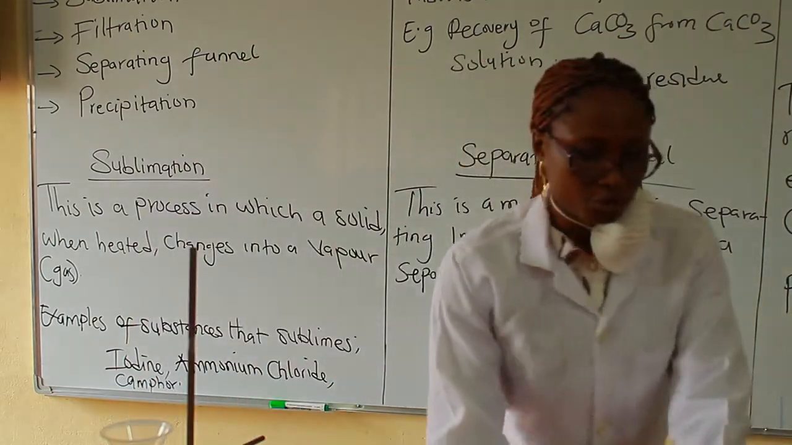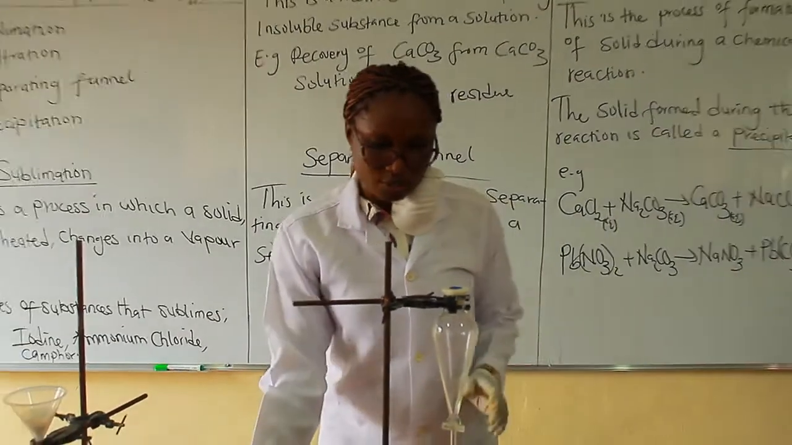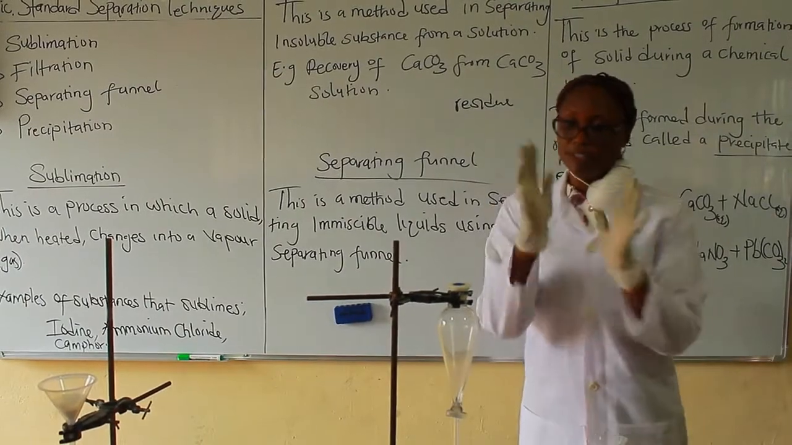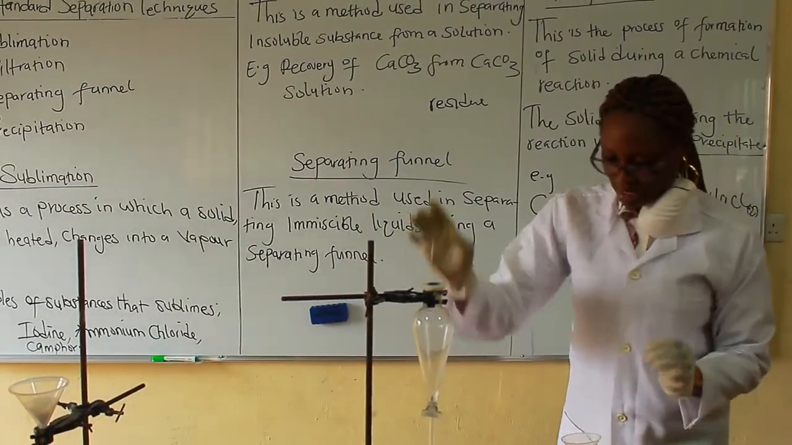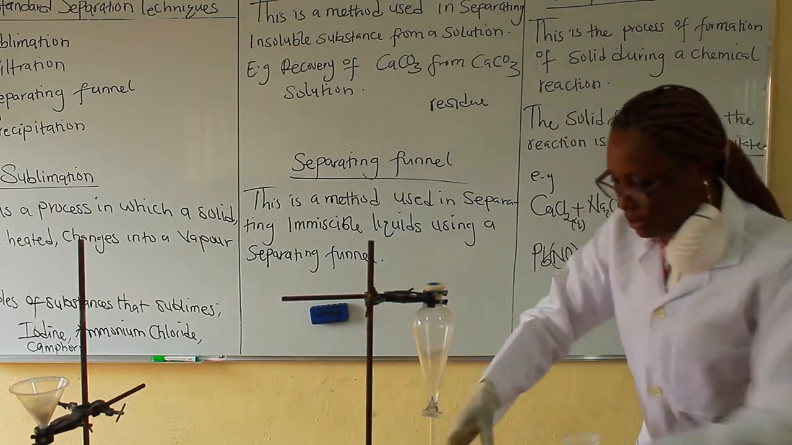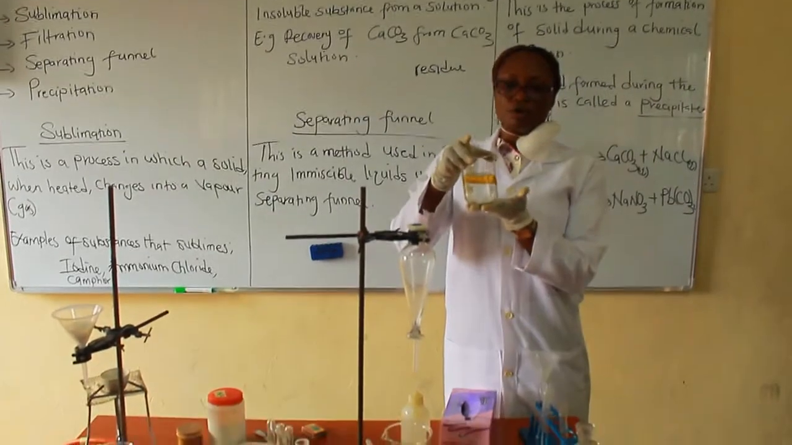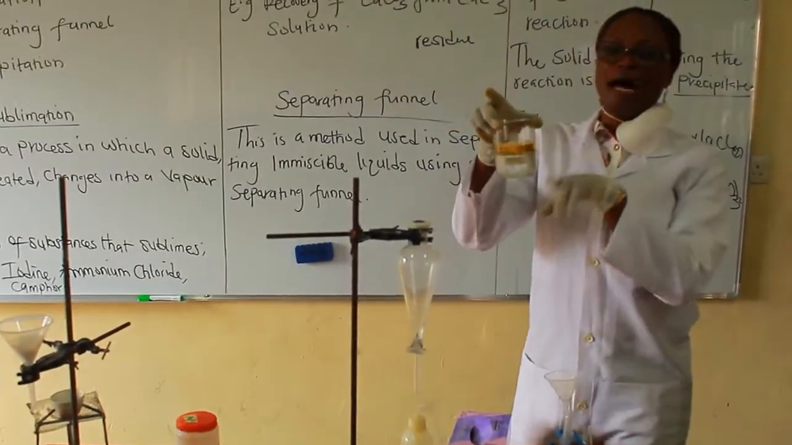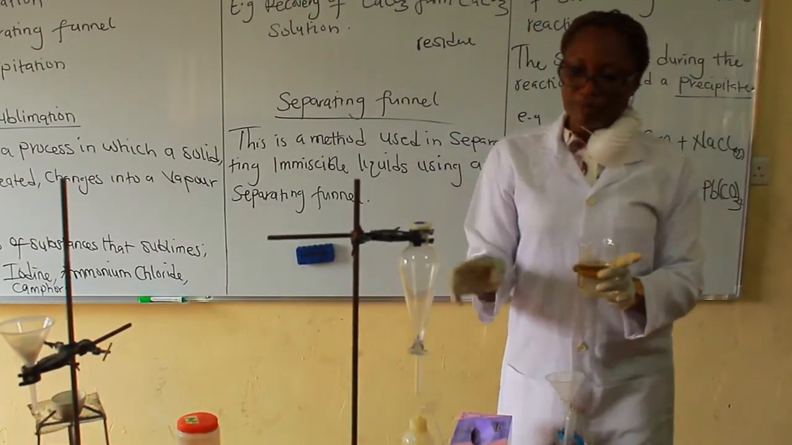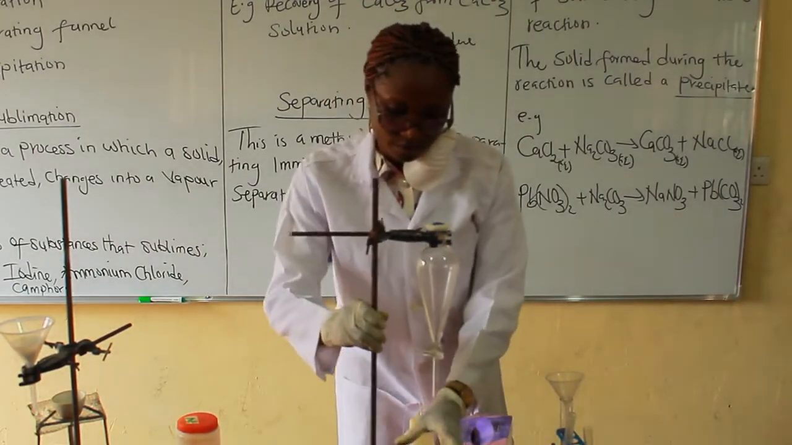So this is it. I'm going to demonstrate that quickly for you so that you will see. This is our separating funnel. It's a typical separating funnel. This is a retort stand, like I mentioned earlier. And then we are going to have a beaker here. This is a 500 ml beaker, and this is our mixture, a mixture of petrol and water. We are going to be separating it so that we get our petrol and water. I'm going to just turn this so it will be easy.